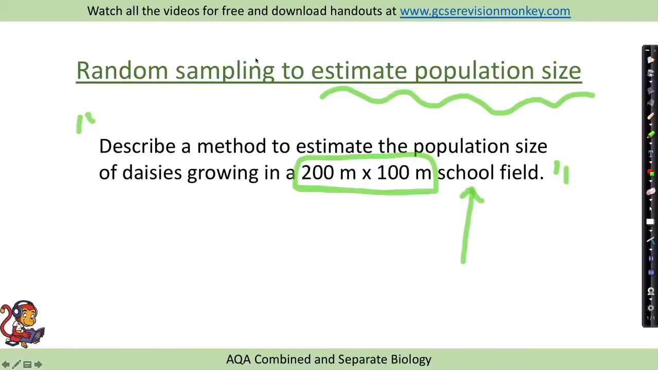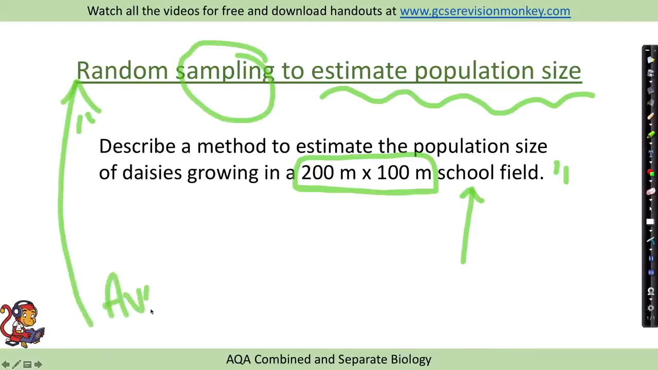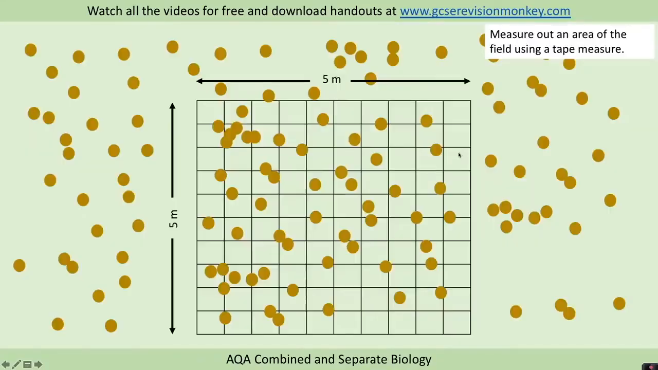So we need to have a method of sampling that is completely random, and if they talk about why in the exam, it is to avoid bias. So as we said, we can't count the number of daisies in the whole 200 metre by 100 metre field, so instead we measure out an area of the field using a tape measure. So here I've got a 5 metre by 5 metre area, for example.